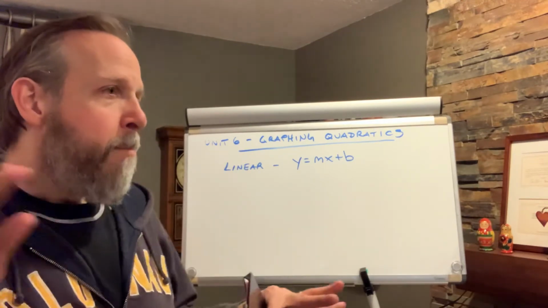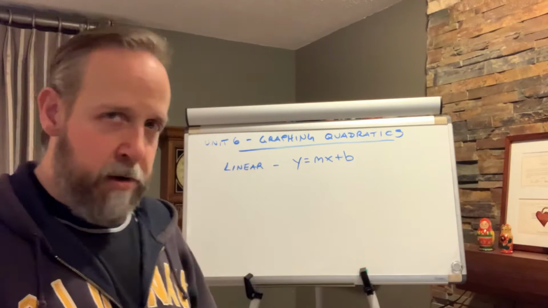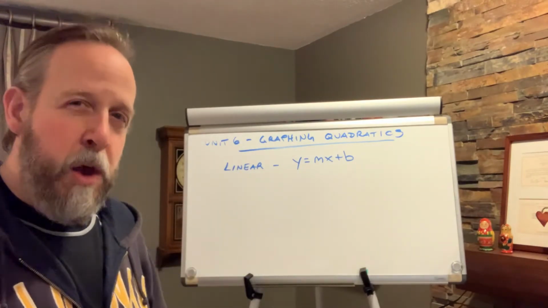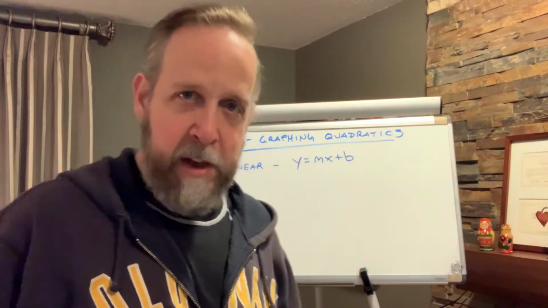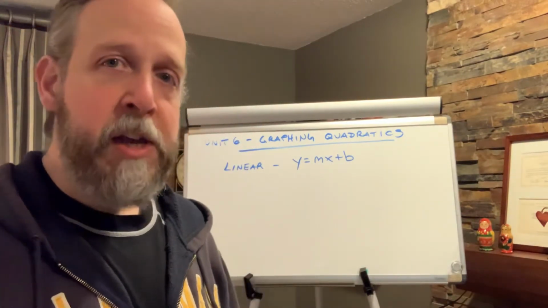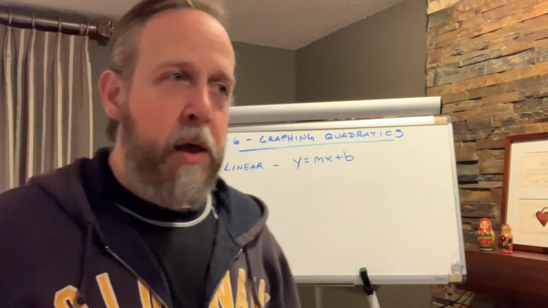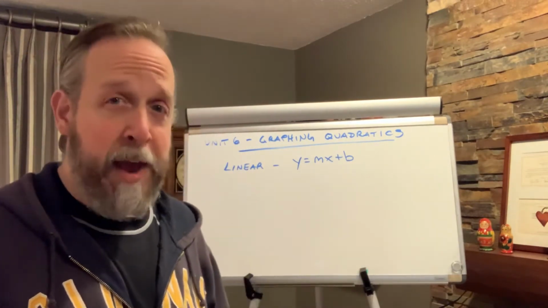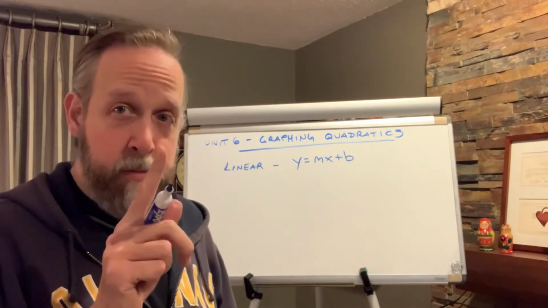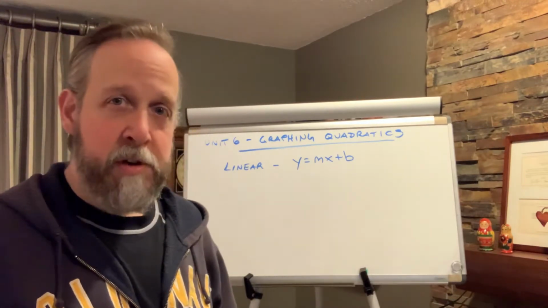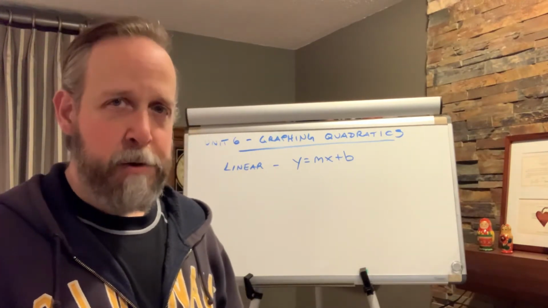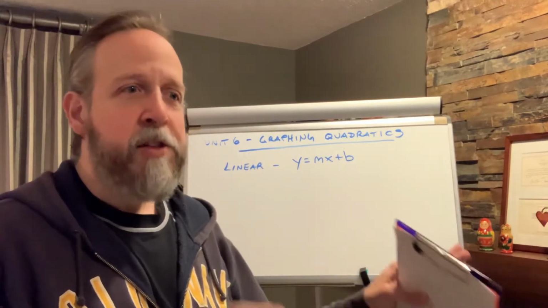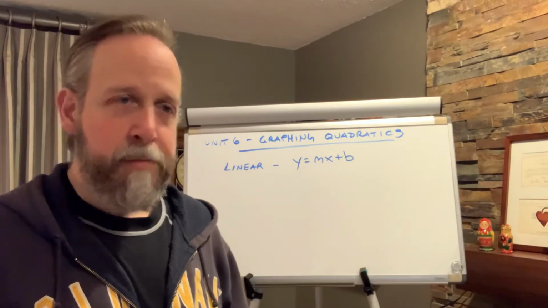Okay, many of our functions from here on out have special names depending upon the power of the function. We call the power of x the degree of the function. A linear equation has a highest power of x of 1, the unseen exponent of 1. That makes it linear. If it's not 1, it changes the shape of the graph.